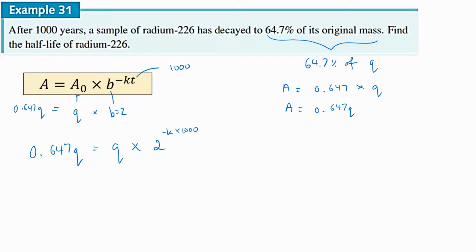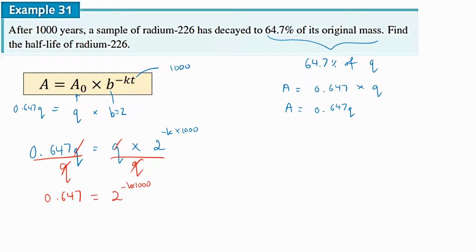So we've got K and Q we don't know, but the nice thing is that Q is being multiplied on both sides. What I can see already, because that's times Q, is that if I divide this side by Q and the right-hand side by Q, I'm also going to divide the left-hand side by Q, which cancels out. And that's nice. So if I divide both sides by Q, which ends up being 0.647 is equal to 2 to the power of negative K times 1,000.